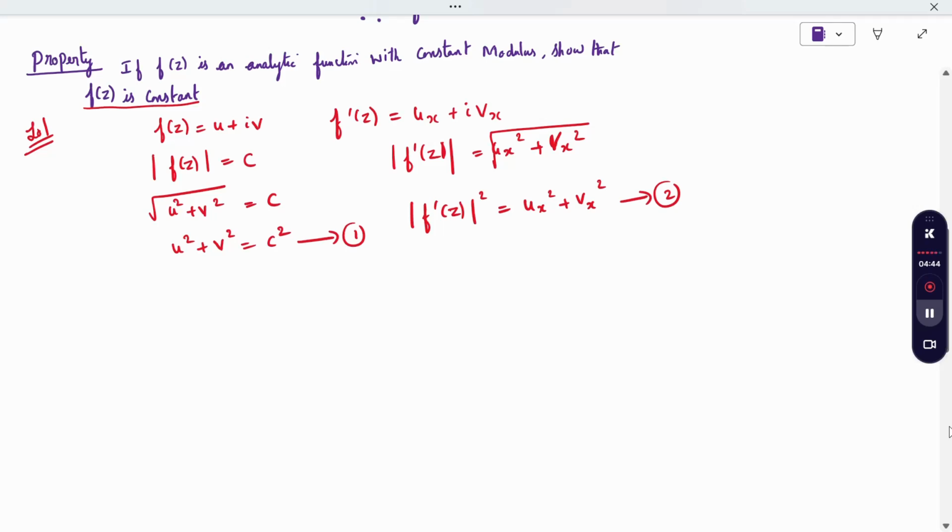I'll be using equations 1 and 2 later. First, I'll differentiate this first equation partially with respect to x and partially with respect to y. I will have two sets of equations. We do it partially because we cannot differentiate normally, as I have two variables. So with respect to x, I differentiate, and in the same way the same first equation partially with respect to y.